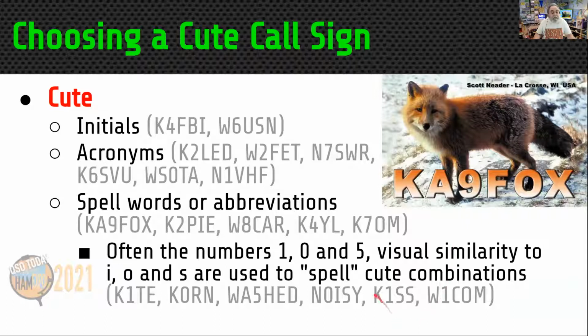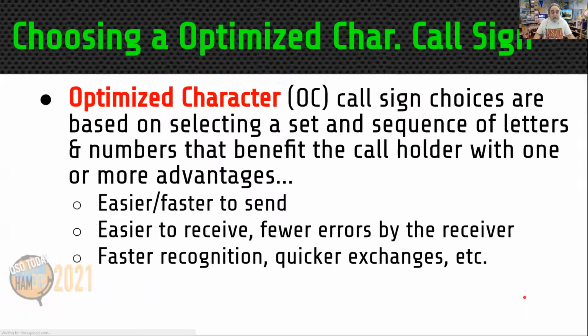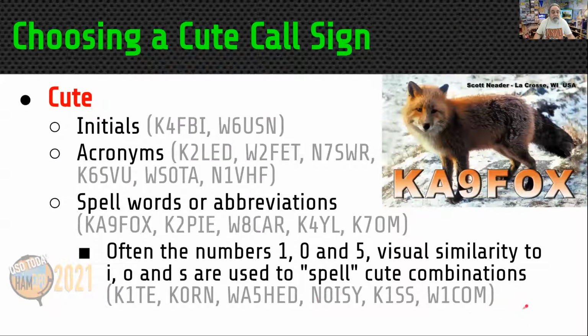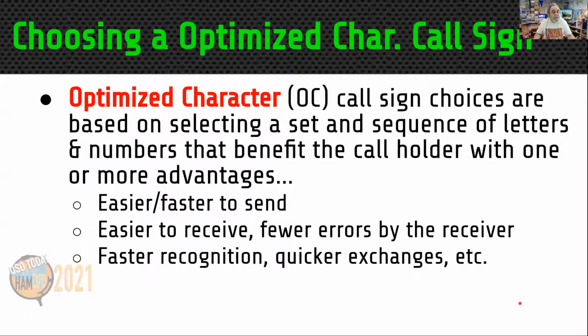And when we do this, we often use the number 1 as an I, the number 0 as an O, and the number 5 as an S. So when we look at these again, we could have kite, corn, washed, noisy, kiss, or ICOM. So WICOM here, if your preference in radios runs to the ICOM range.